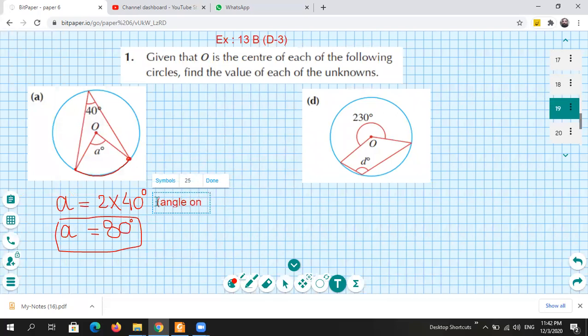Angle at center equal to 2 times angle on circumference.